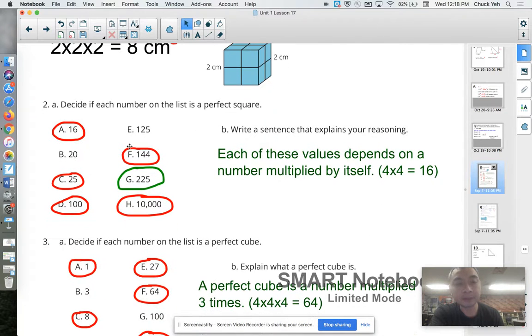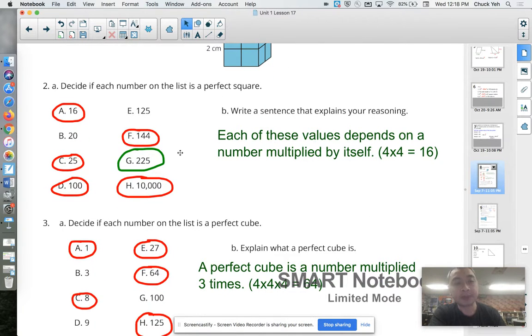Number two, decide if each number on the list is a perfect square. A perfect square means that you're multiplying the same number by itself. So those are it, because 4 times 4 is 16, 5 times 5 is 25, 10 times 10 is 100, and so on. Then write a sentence that explains your reasoning. So each of these values depends on the number multiplied by itself.